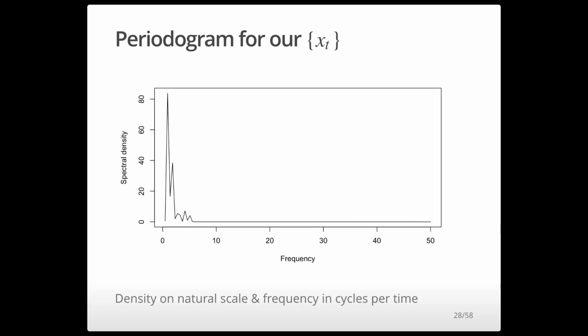Okay, here now, there's a little code you can find in the RMD. I computed this on the natural scale, and this is now in actual cycles, so it's a little easier to think about, right? So we have 1, 2, 3, 4, 5 spikes at relatively low frequencies, which makes sense because that's the way we simulated those data.